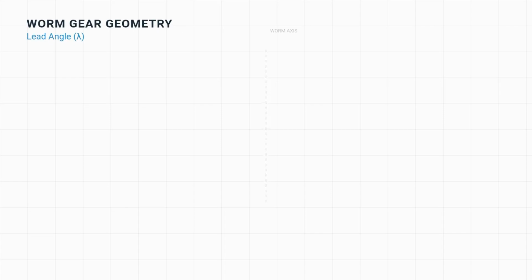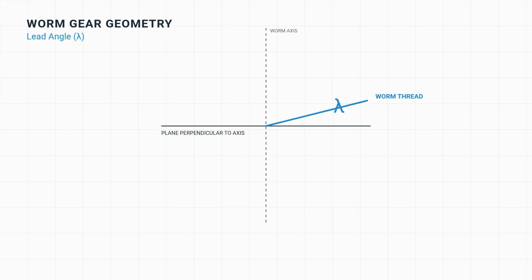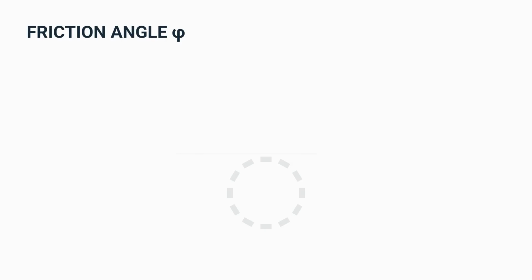Then we need the lead angle L in degrees, which is the angle between the worm thread and a plane perpendicular to the worm axis. Finally, enter the friction angle F in degrees, representing the angle of friction between the worm and wheel surfaces.